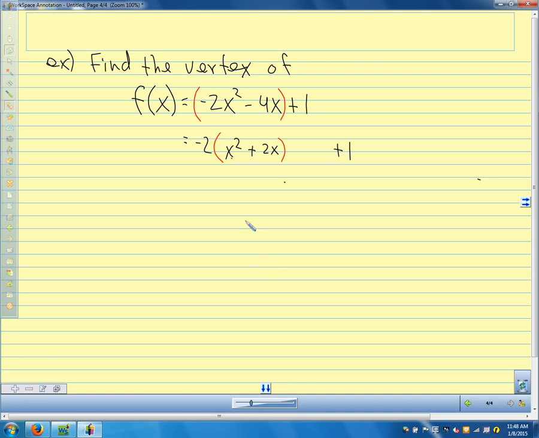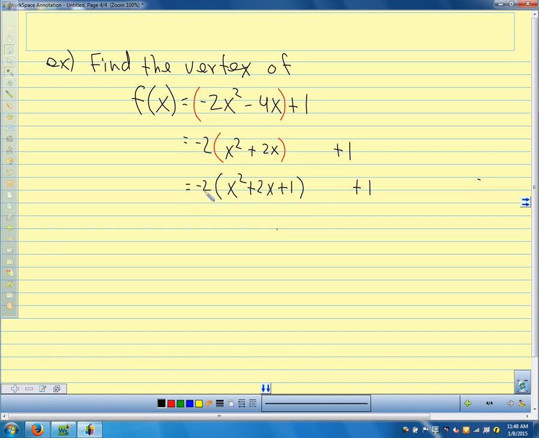So we do the same thing. I'm going to say this is negative 2 times x squared plus 2x. And I divide this by 2. So 2 divided by 2 is 1. 1 squared is 1. So I add 1 there. And I still have this 1 out here. But now I have to be careful.